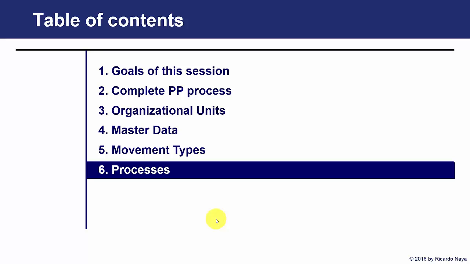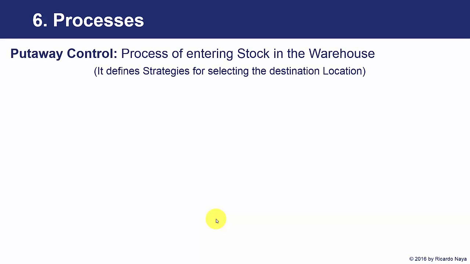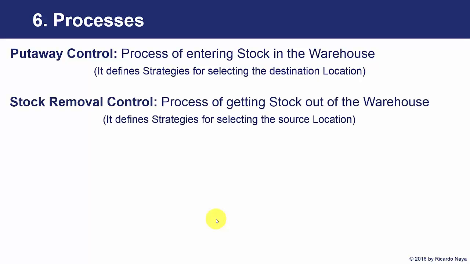And finally, we have different processes in warehouse management, like the put away control. This is the process we have already seen in the last slide, where we enter new stock in our warehouse. So we can define different strategies for selecting the destination location, or we can define if we are going to use transfer requirements or directly transfer orders. We also need some strategies for removing stocks from our warehouse management system.